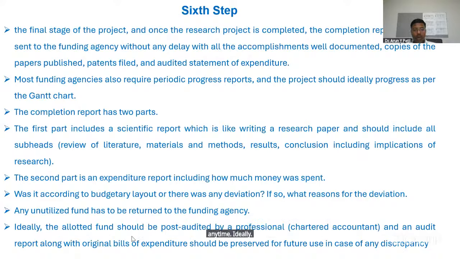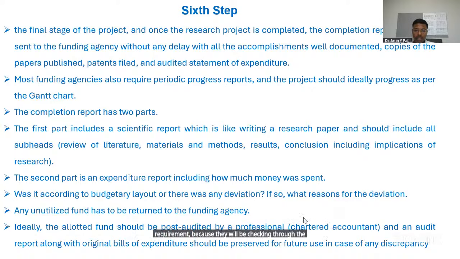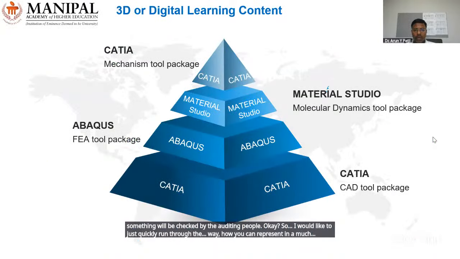Ideally, the allotted fund should be post-audited by a professional CA. The audit report along with the original bills of expenditure should be preserved for future requirements, because any discrepancies will be checked by the auditing people. Okay. So I would like to just quickly run through the way you can represent in a much better form to people what you can bring on board.